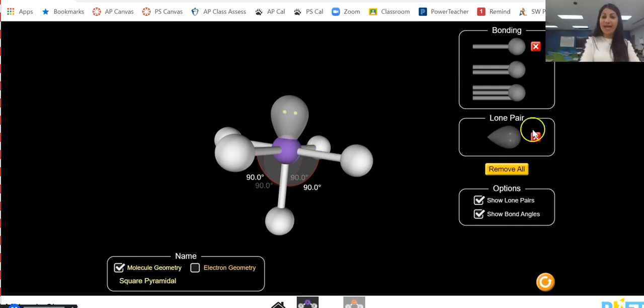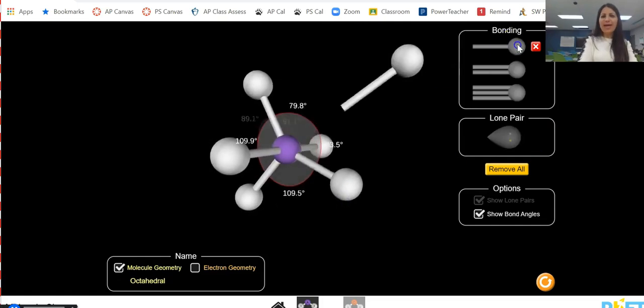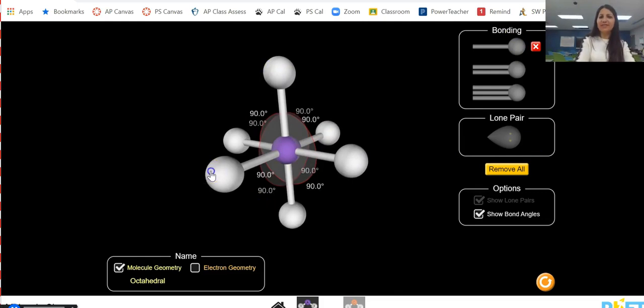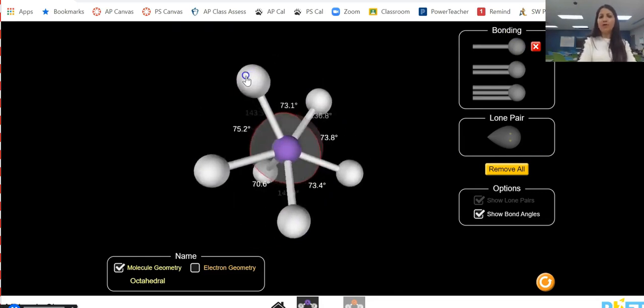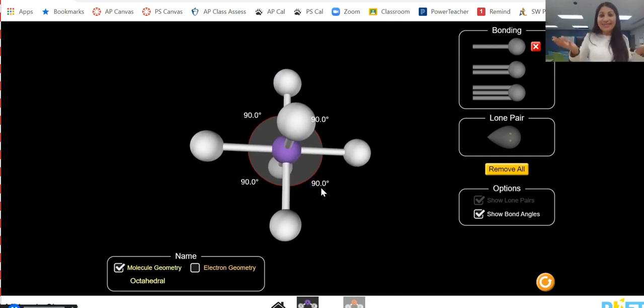So now let's go to 7 atoms. 6 bonds, 7 atoms. Let's get rid of the lone pair. And if you guessed it, by adding one more, we call it octahedral. And you can see that we've got these 90 degree bond angles going all the way around on this octahedral shape. And that's it. That's all of it.